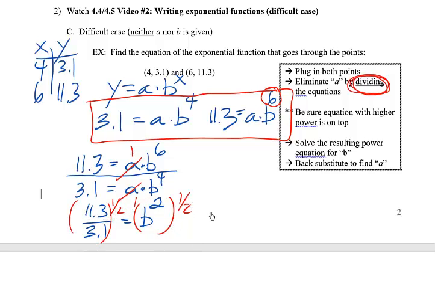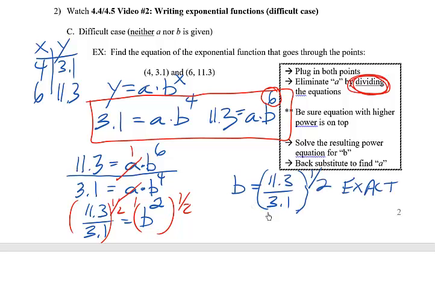And there's my value of b. b is 11.3 over 3.1 raised to the 1/2 power. Now that's the exact answer. What they're generally going to want from you, though, is a decimal approximation. You should look in the instructions of the problem to see what they want.